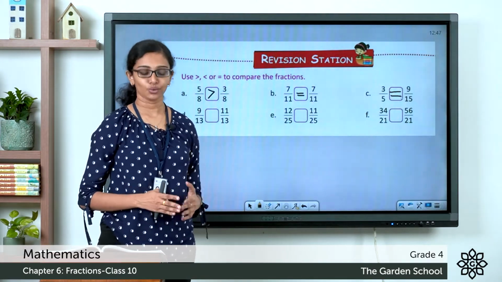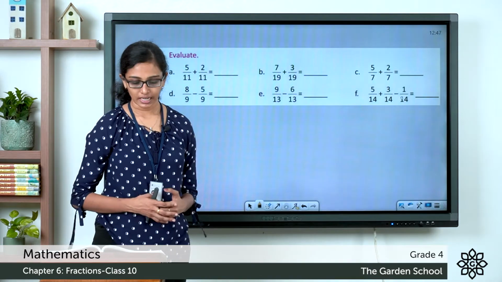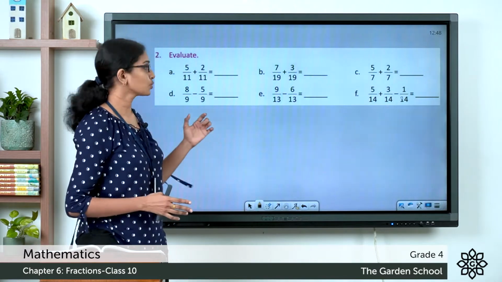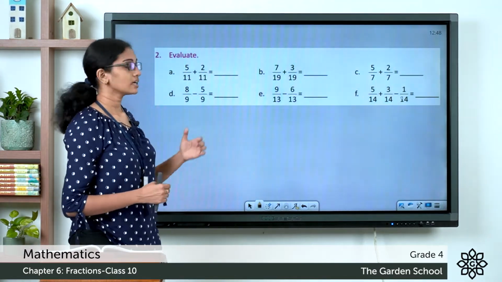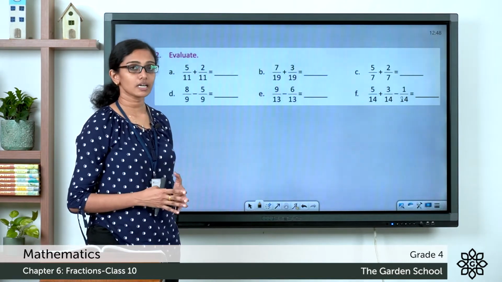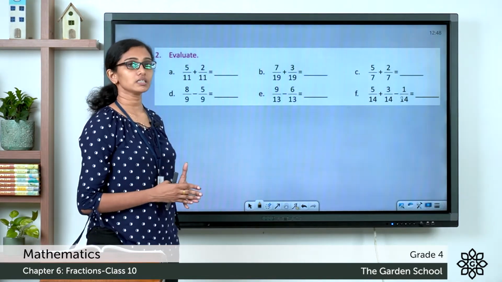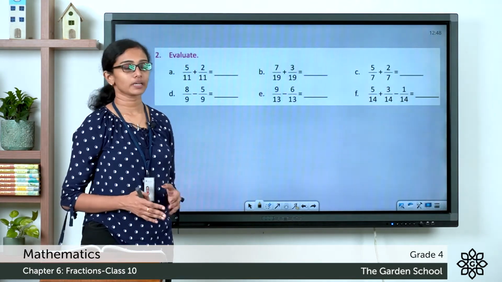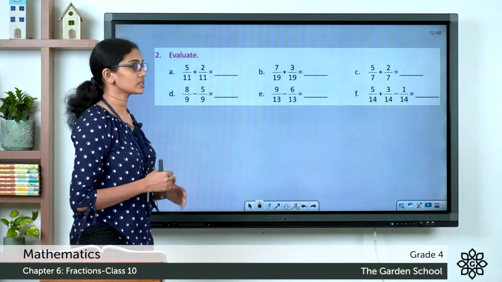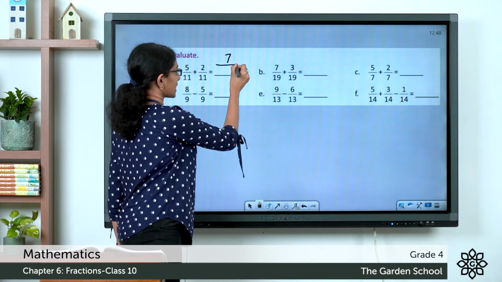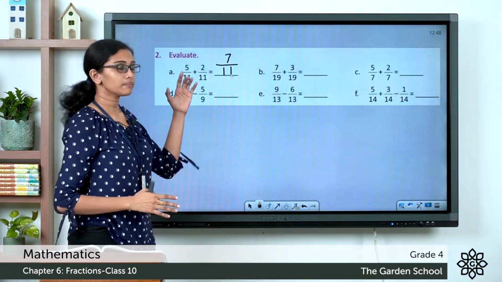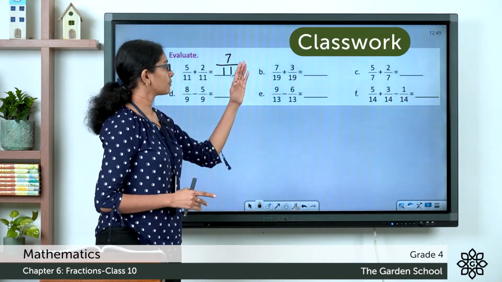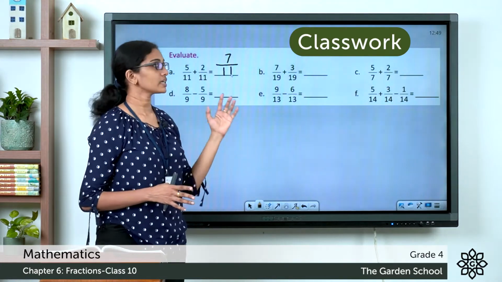Now, let's move on to question number 2. Evaluate. Question A, 5 by 11 plus 2 by 11. Here we are asked to add two like fractions, 5 by 11 and 2 by 11. Since they have the same denominator, you just need to add the numerators and write the result above the same denominator. So, let's add the numerators 5 and 2. 5 plus 2 is equal to 7 and the same denominator 11. So, 5 by 11 plus 2 by 11 is equal to 7 by 11. Similarly, complete the questions B and C, which are also addition of fractions.